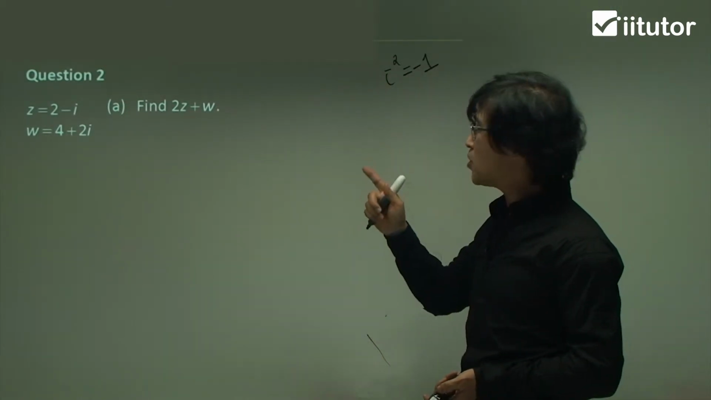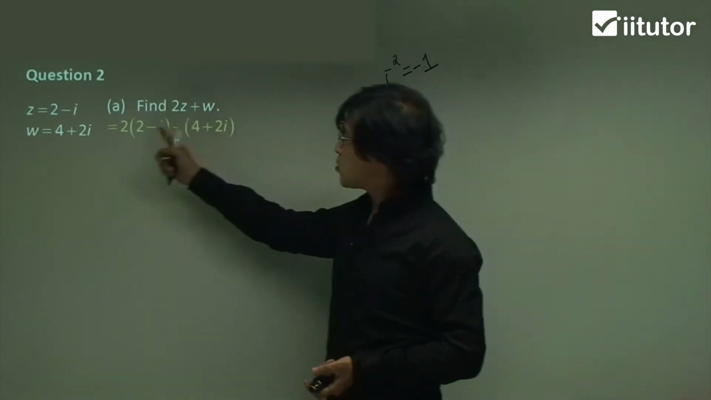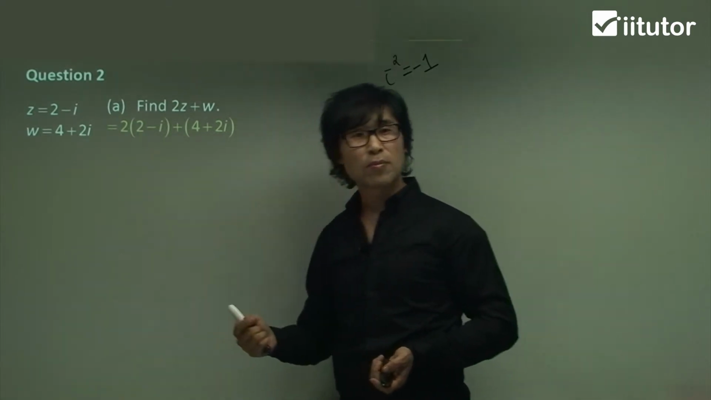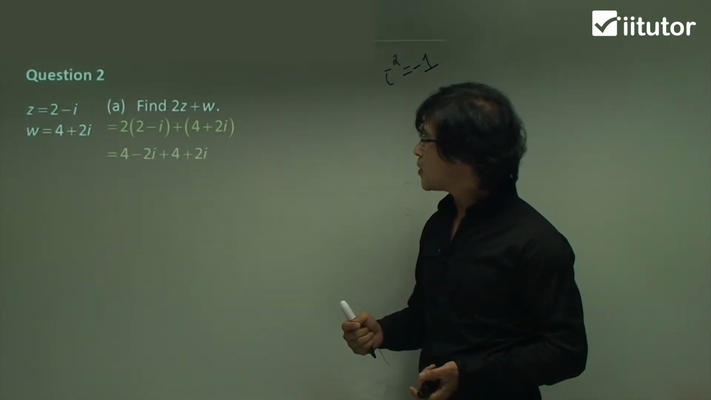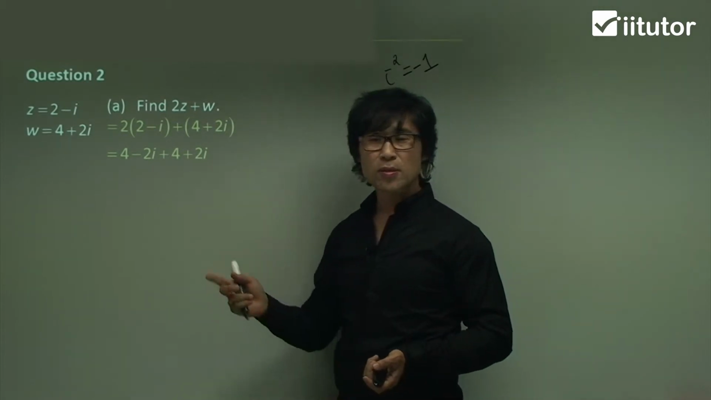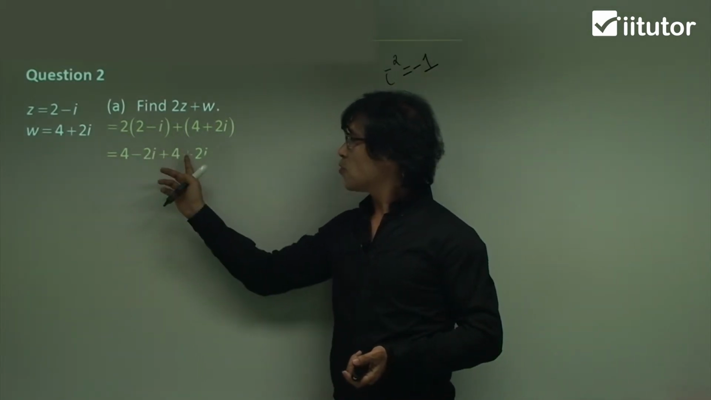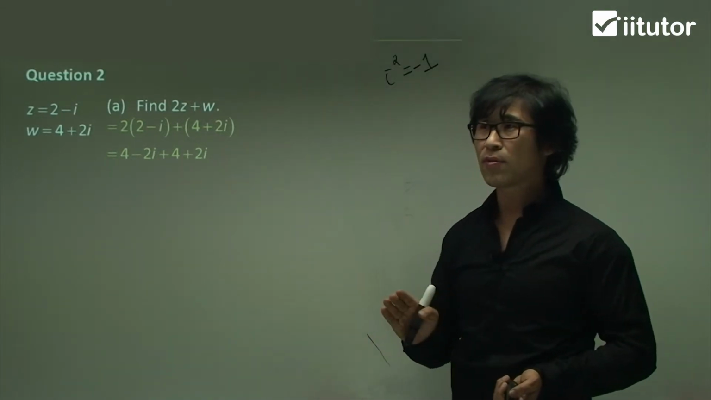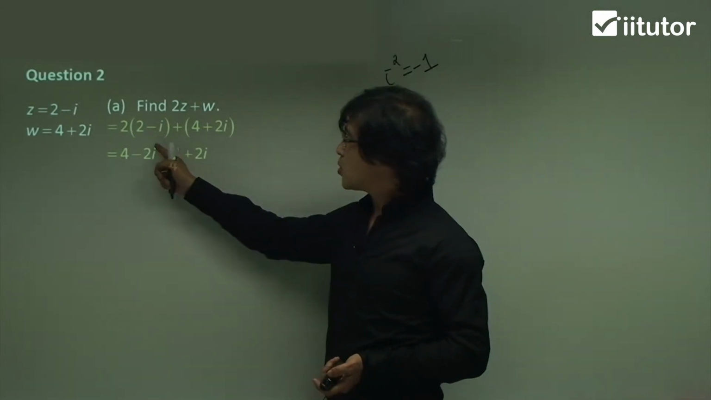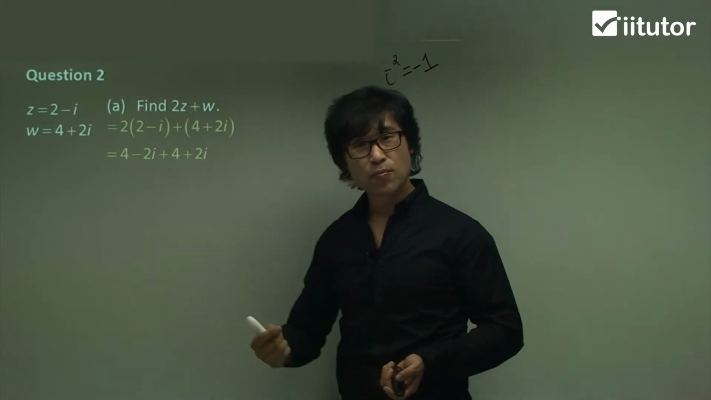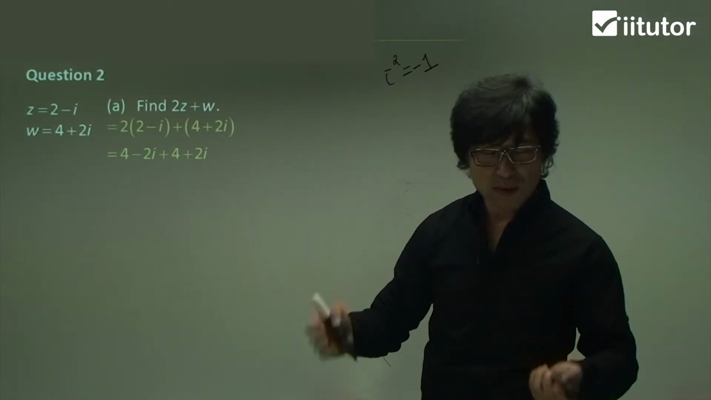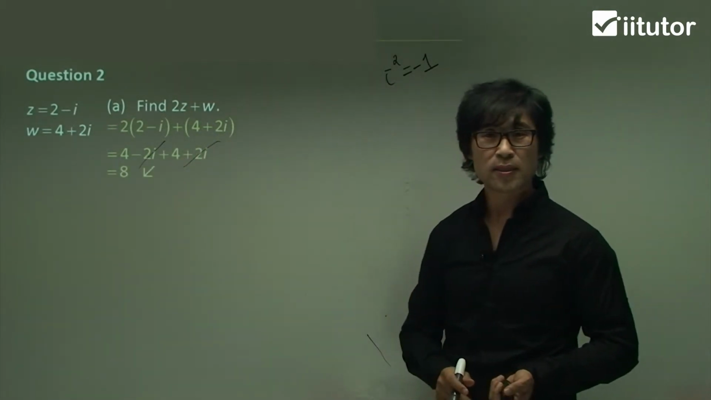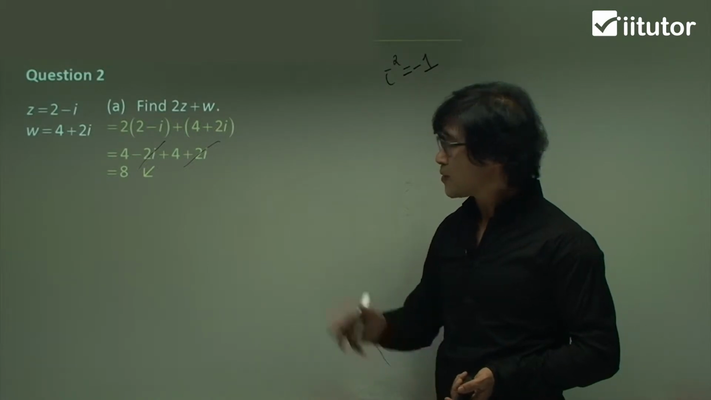Let's substitute. z equals 2 minus i, no problem. w equals 4 plus 2i, also no problem. Everyone expands. So 2 plus 4 equals 6... 4 plus 4 equals 8, and -2i plus 2i is 0. You can treat i as a pronumeral, as usual in the algebra questions from the past. So you can certainly do that. The answer is simply 8. Easy? Okay, so that's part A.